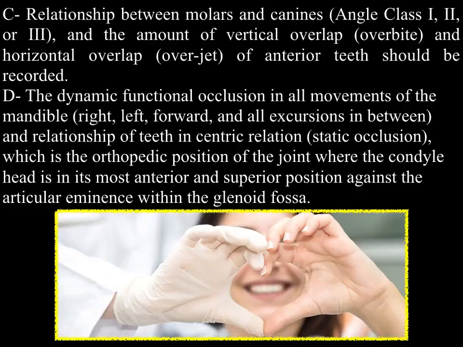C. Relationship between the molar and canine. Classification, Angle classification, such as class 1, 2, 3. And the amount of vertical overlap and overbite between the anterior teeth. As we know, the overbite and overjet are very important to diagnose the patient's classification.